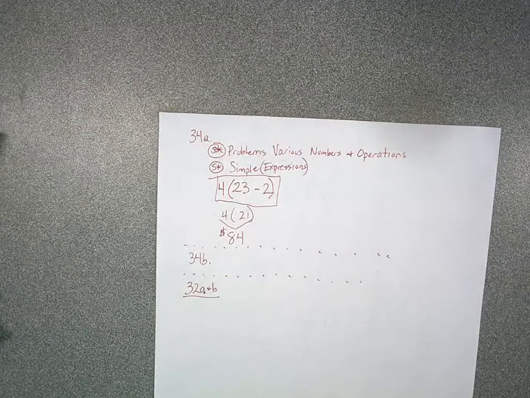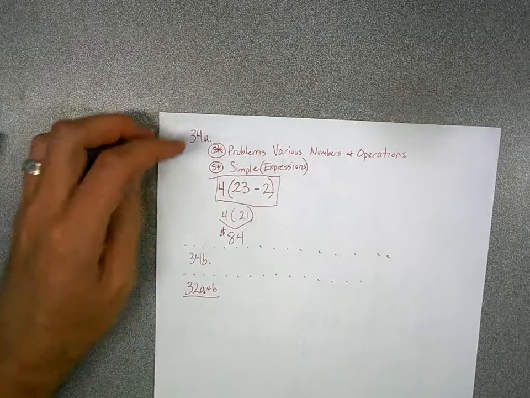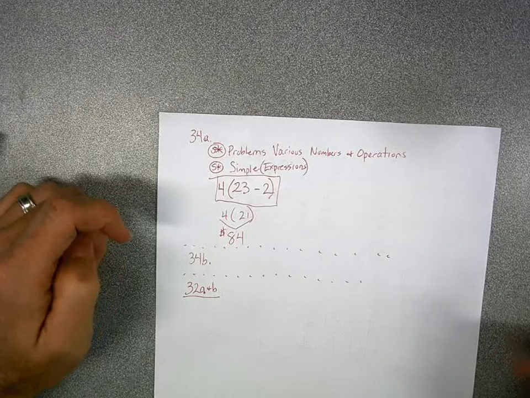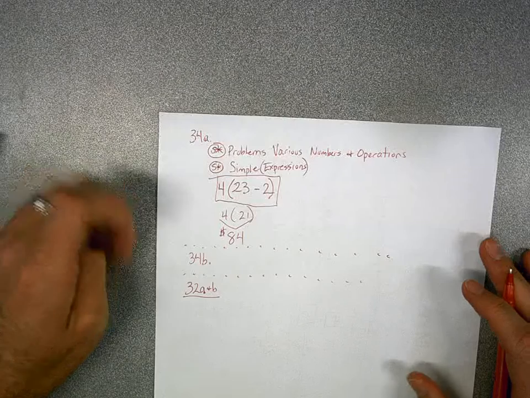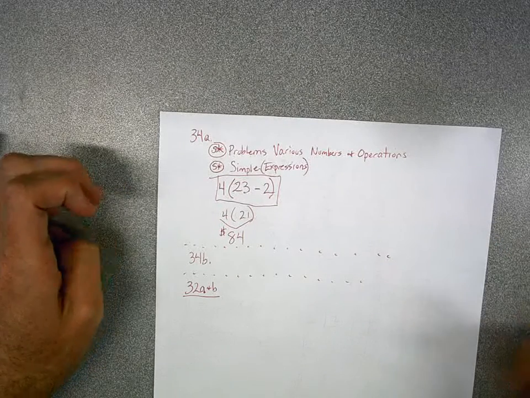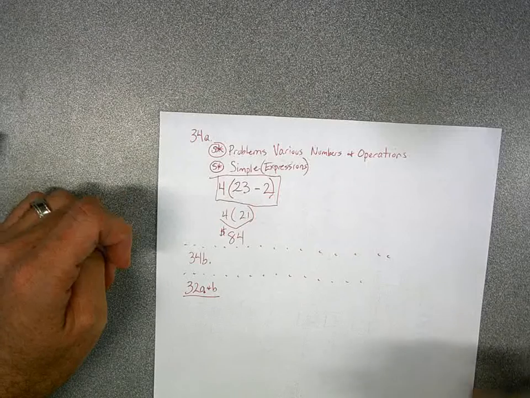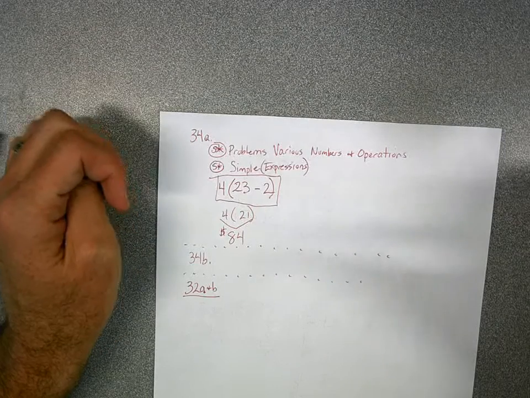Okay, so 32A and B. 32A says write an expression that can be used to find the total cost of admission for 4 adults, 3 children, and 1 senior. So up above, the table shows the prices of admission to the local zoo. So you definitely have to use the little chart off to the side, the little table next to the little lion there.